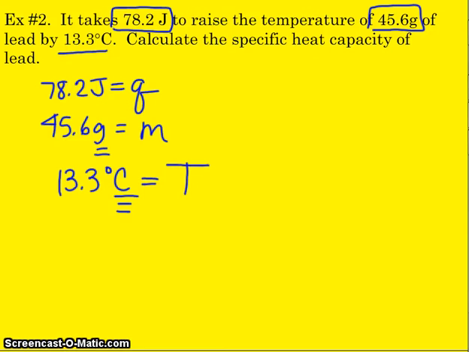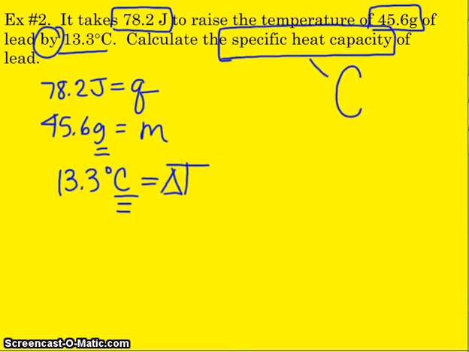Is it the starting, the ending, or the change? Are you starting at 13.3? Are you ending at 13.3? Or did it change by 13.3? That's your delta T. That's all the numbers. What do they want to know? Calculate the specific heat capacity. Specific heat capacity is capital C in our equation. It always has the units, remember, joules per gram degrees Celsius.